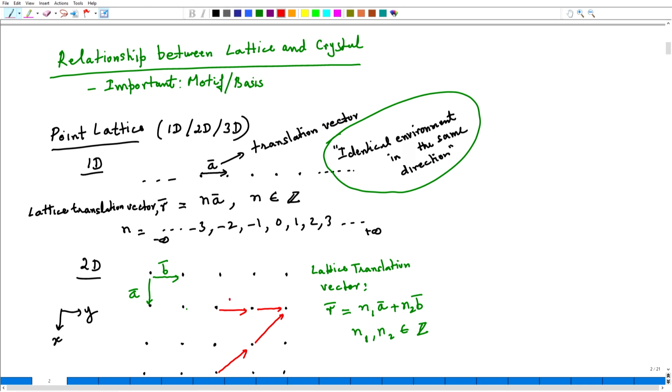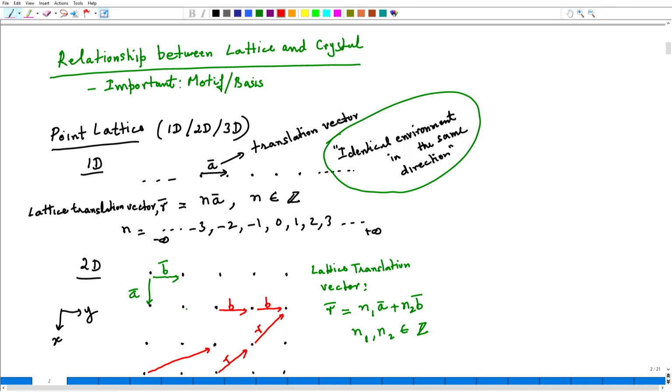So, here if it is B, here it is going to be some spacing R, which will be a function of both A and B. Now, one can even think of a direction like this. Again, you will get equally spaced lattice points, but with a different spacing. So, this is what it means, identical environment in the same direction.